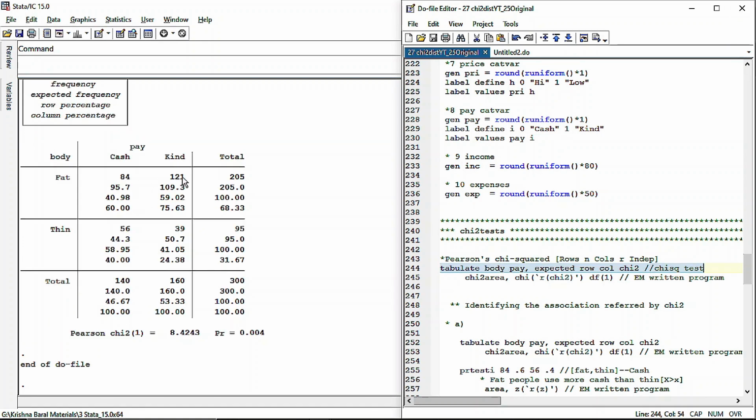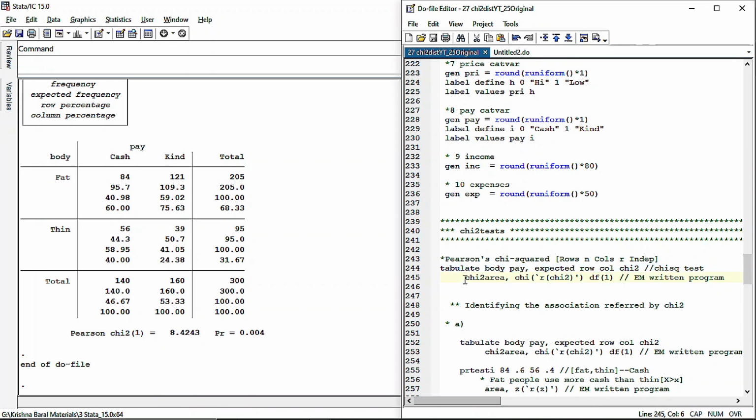The first row represents the actual frequency. So there are 84 people who are fat and who prefer to pay via cash, out of 300 people. The second row represents the expected frequency, the third row represents the row total, and the fourth row represents the column total. Here the variables body and pay are categorical variables, and we want to test the hypothesis of whether the categories are independent or there is some sort of association or dependence. And we have 1 degree of freedom, and its p-value is 0.04.